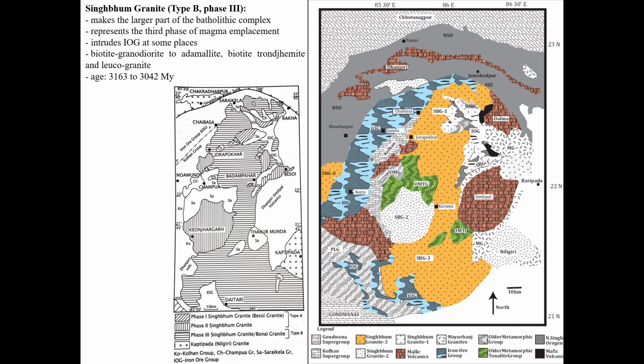The next is the Singhbhum granite type B, which is the larger part of the Singhbhum granite. It is the third phase of emplacement of this batholith and makes up the larger part of the batholith complex. It represents the third phase of magmatic emplacement, and it has intruded the iron ore group in some places. The rock types here are biotite granodiorite to adamellite, biotite trondhjemite, and leucogranite. Age has been given as 3.1 to 3.04 billion years.